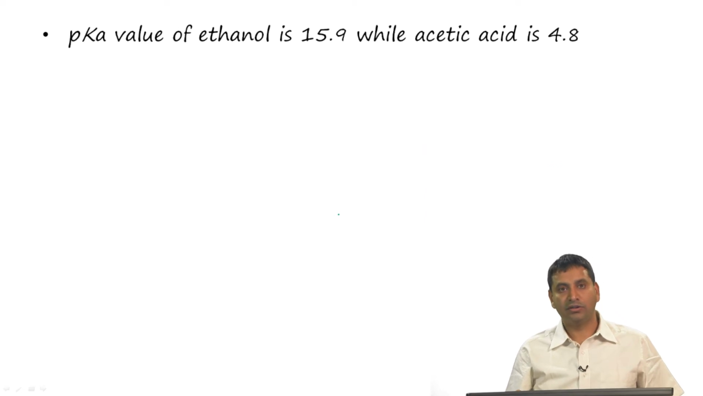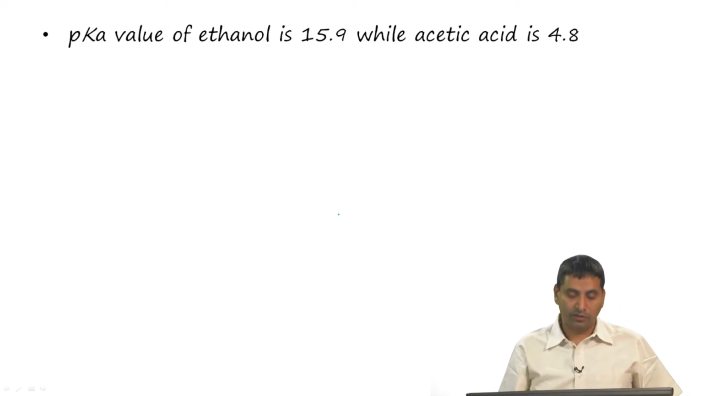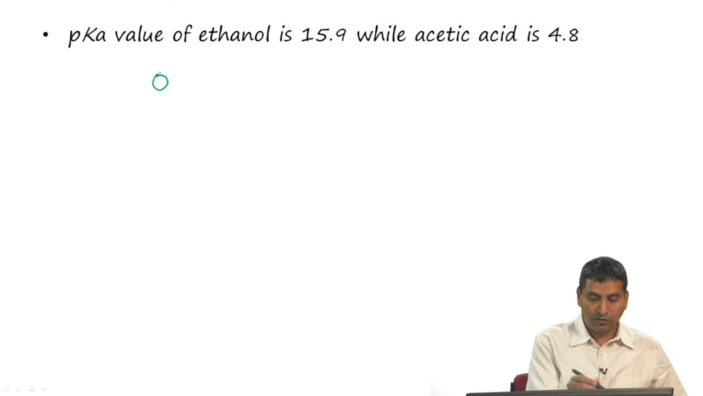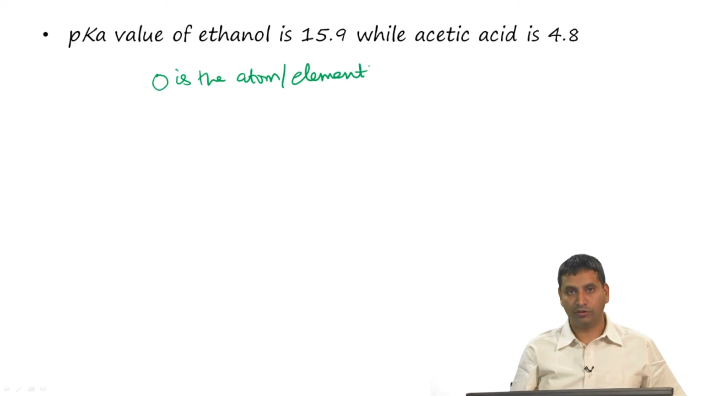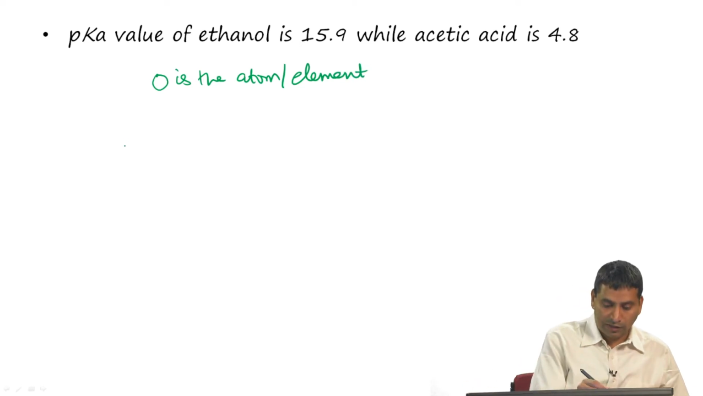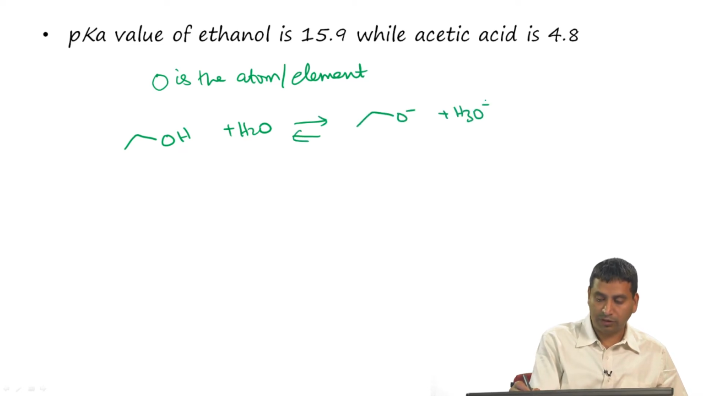The next question is, the pKa value of ethanol is 15.9 while acetic acid is 4.8. How do we explain this? Here, oxygen is the atom or element that we are considering, so there is no difference here pretty much. Ethanol, the structure is CH3CH2OH plus H2O, which will give you ethoxide plus H3O+.